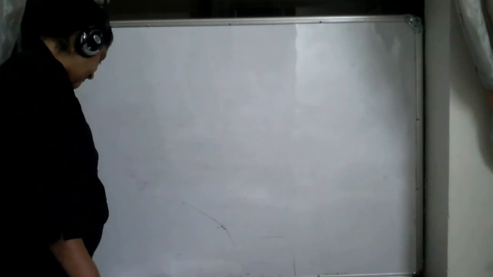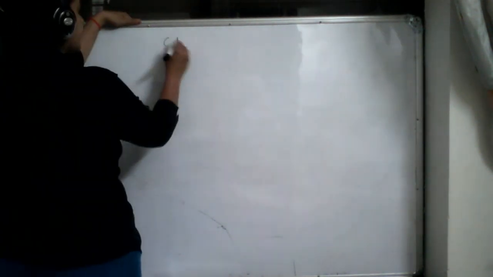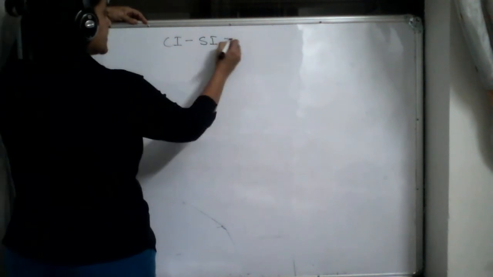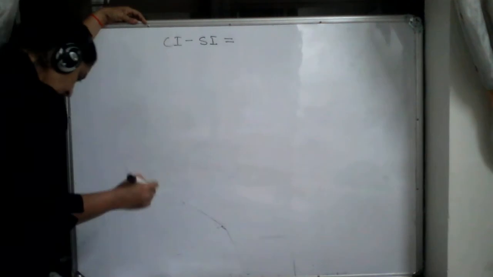Here we have another question from HOTS. The difference between the compound interest and the simple interest on rupees 42,000 for 2 years is 105 at the same rate of interest per annum. Find the rate of interest and the compound interest earned in the second year. Now here it is given as the difference in simple interest and compound interest. CI is always more, so I have written CI minus SI is 105.